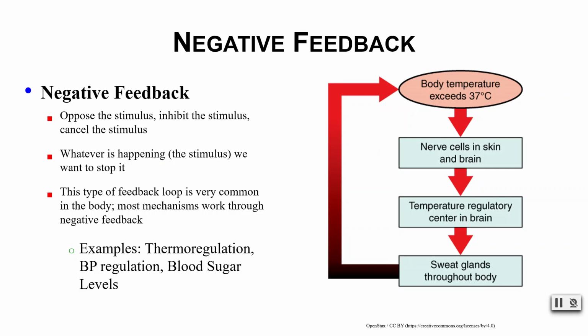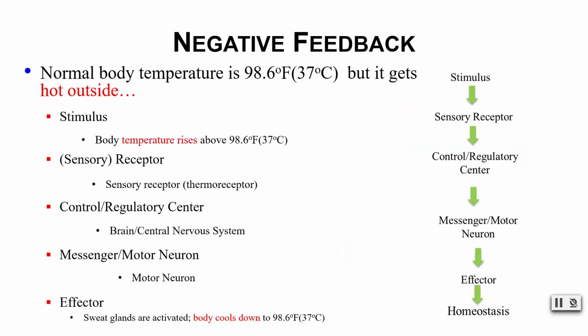So we sweat to cool our body down. Thermoregulation, blood pressure regulation, blood sugar regulation, all that's negative feedback. In fact, most processes in the body work through negative feedback. It's the most common type of feedback, especially when we talk about examples in a basic anatomy and physiology course. But it's not the only way.